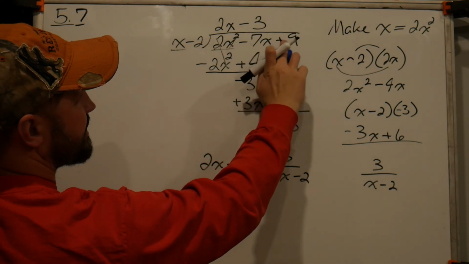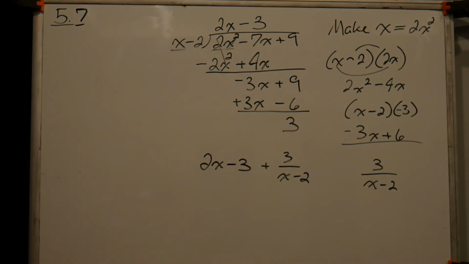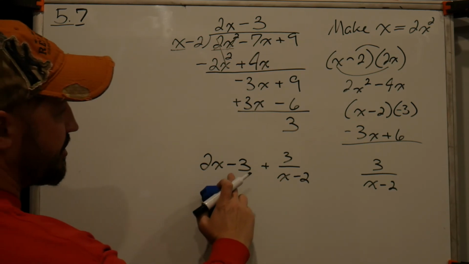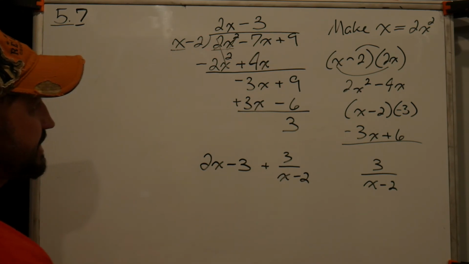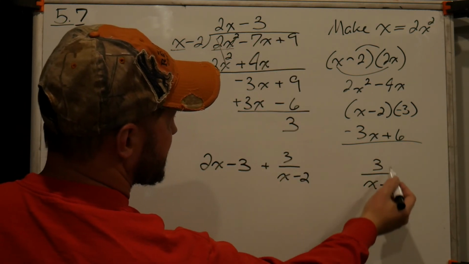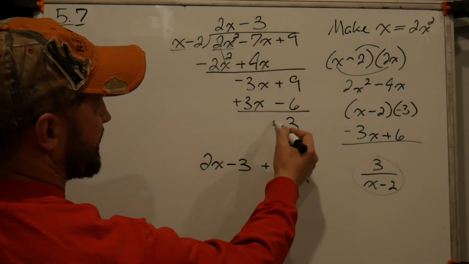2x squared minus 7x plus 9. I can't factor it out cleanly. If I could, I would, and I'd just take an x minus 2 out. But this is what I'm left with. The reason I'm adding is because I end up with a positive 3.